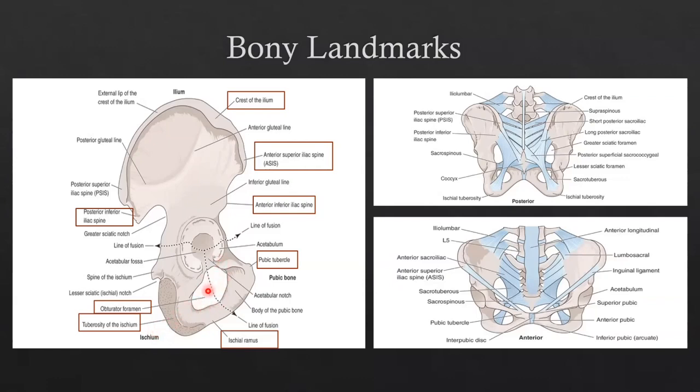Also, this huge hole that we see here is the obturator foramen. We'll have our small obturator muscles here, traversing this foramen. We will also have various neurovasculature pass through this area as well.